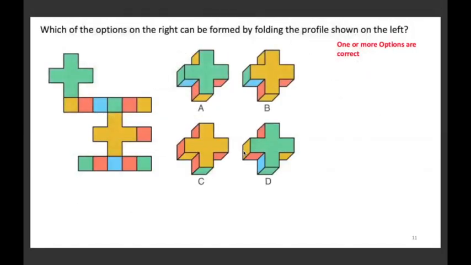Which of the options on the right can be formed by folding the profile shown on the left? One or more options are correct. We're given a surface development here, we have to identify कि कौन सा 3D बनेगा on the right, which is made using this kind of surface development.